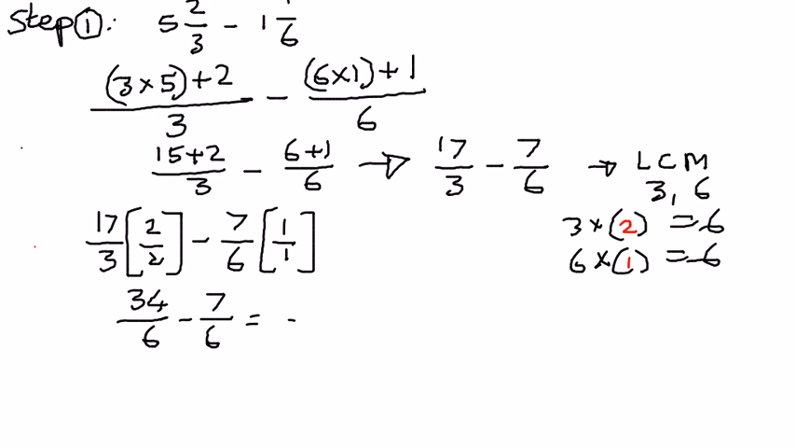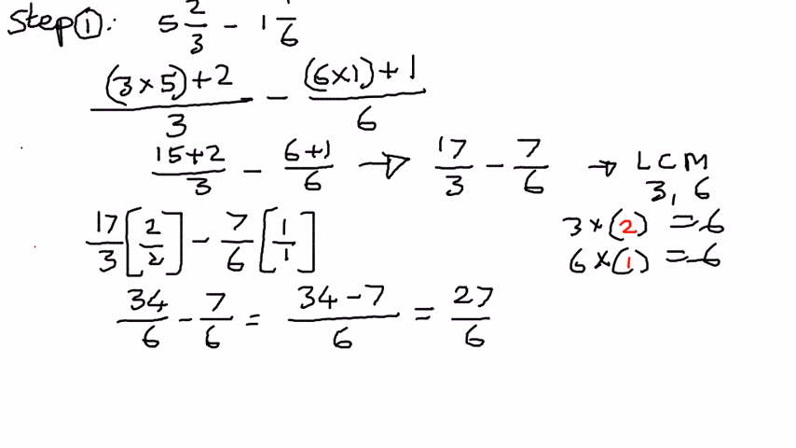So therefore, according to the rule, if we have a common denominator, we write the denominator once, and then we combine the numerator parts. The numerator, what we have here is 34 minus 7. So 34 minus 7 is going to be equal to 27 divided by 6. So we can reduce this some more.